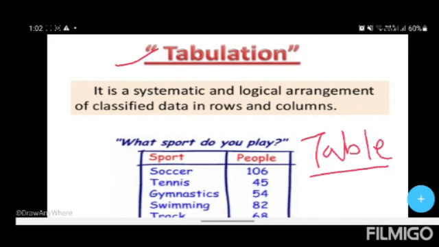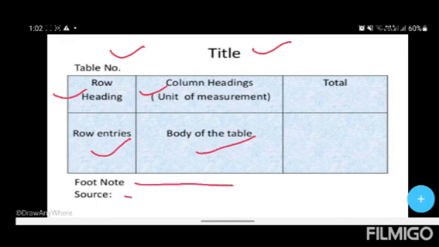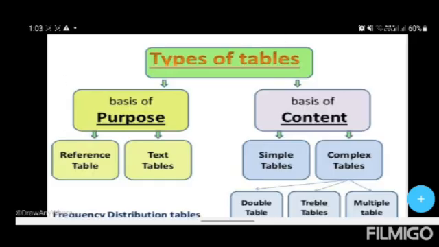And what is a table? A table is the systematic and logical arrangement of data in rows and columns. Here we have a table. A table should have the title, table number, row heading, column heading, body of the table and row entries. And there should be a footnote and the source of the table, from where it is collected.